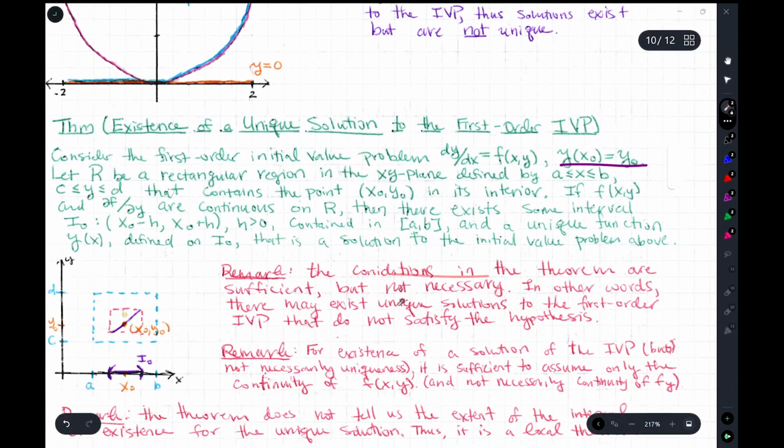So I make some remarks. The conditions in the theorem are sufficient, but not necessary. In other words, there may exist unique solutions to the first order IVP that do not satisfy the hypotheses.